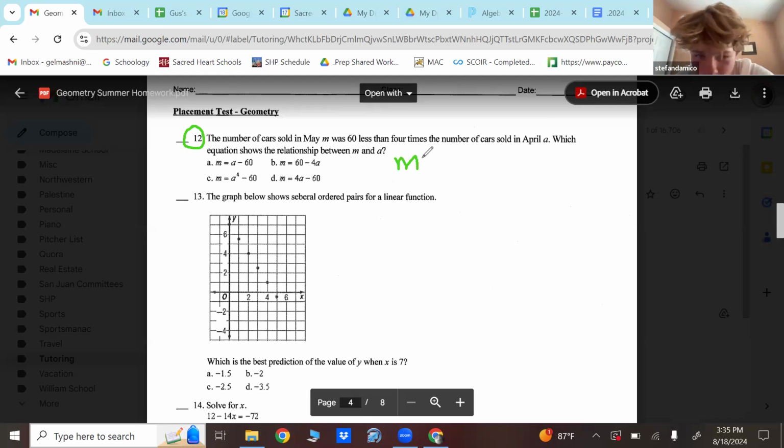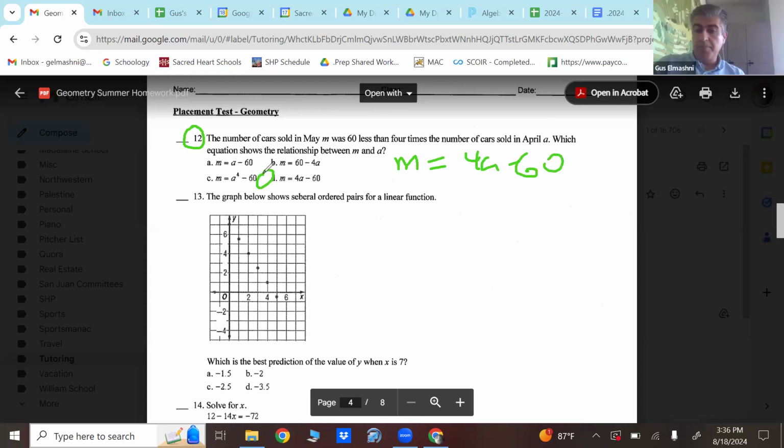Is it going to be B? It's not going to be... It's going to be B. 4A, I mean, B minus 60. It's going to be D, right? Oh, D. Correct. Good. Yep.